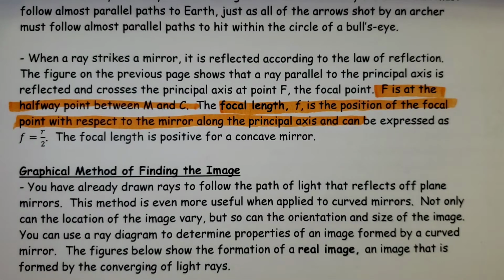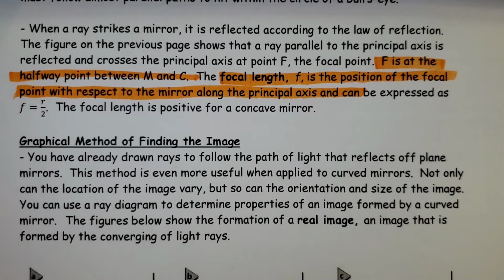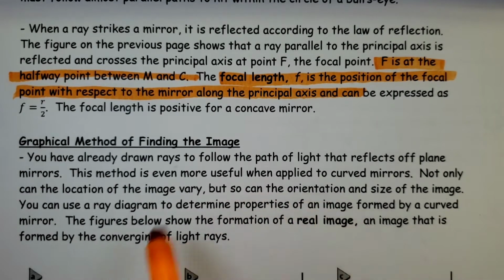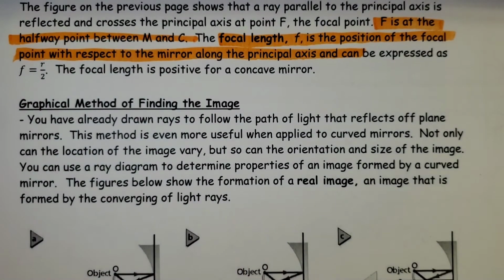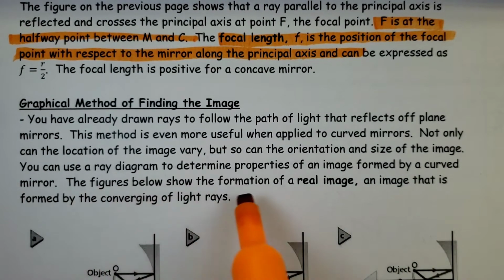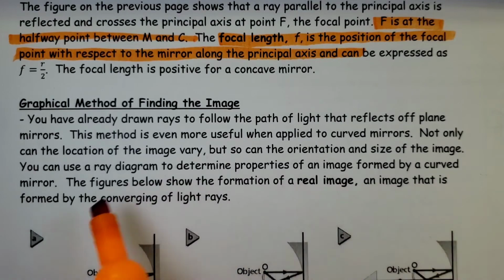All right, so now we'll look at how we can find the image graphically by drawing diagrams. You've already drawn rays to follow the path of light that reflects off plane mirrors. This method is even more useful when applied to curved mirrors. Not only can the location of the image vary, but so can the orientation and size. You can use a ray diagram to determine properties of an image formed by a curved mirror.